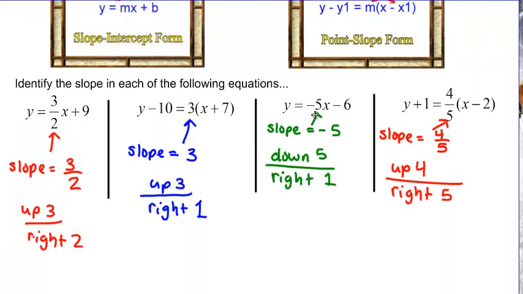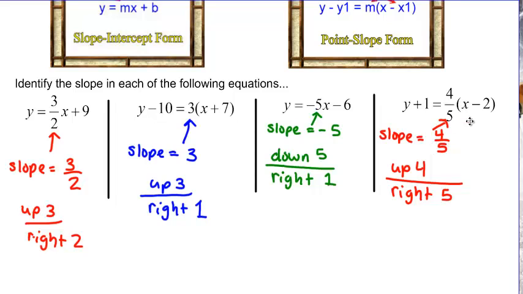If we look at these next two, on the first one we can see that y equals mx plus b, and the m spot is negative 5, so our slope would be negative 5, which tells us to move down 5 because it's negative, and right 1 because there's no number listed below, so we automatically know it means right 1.